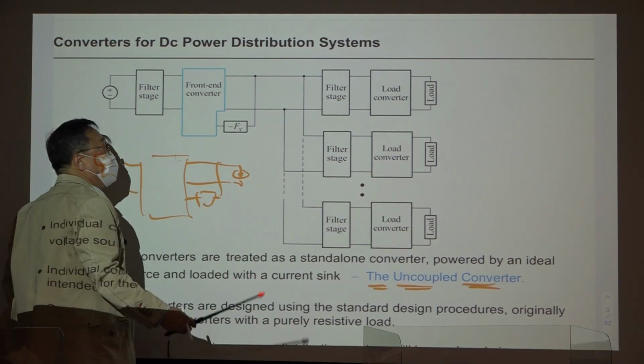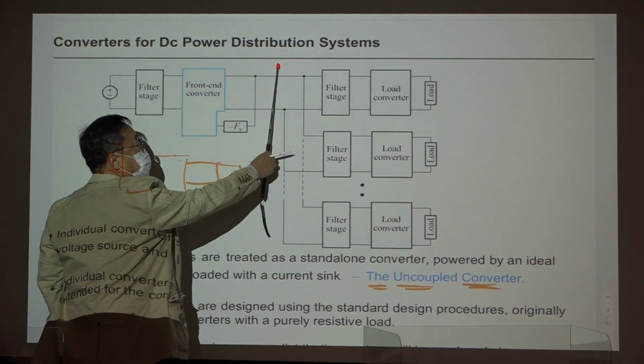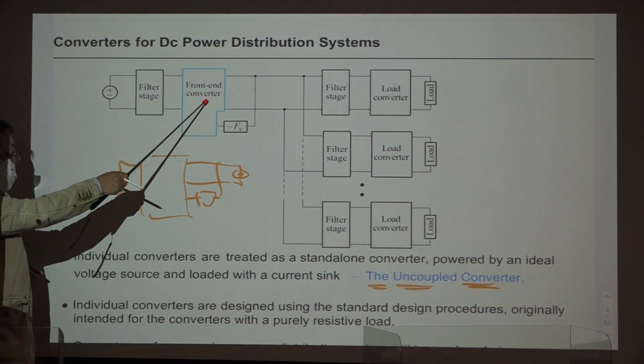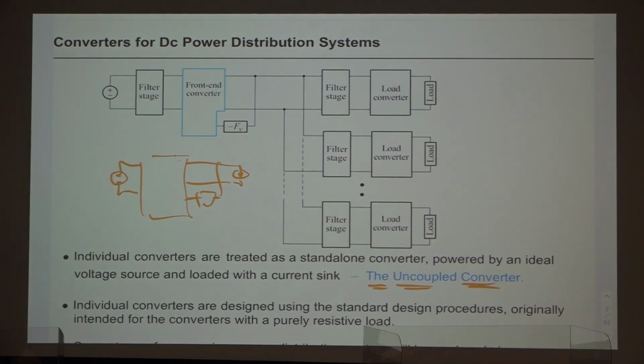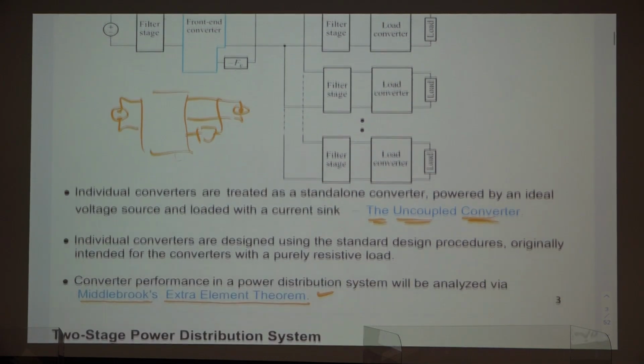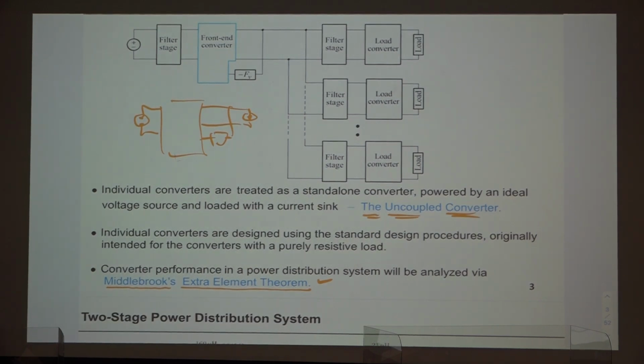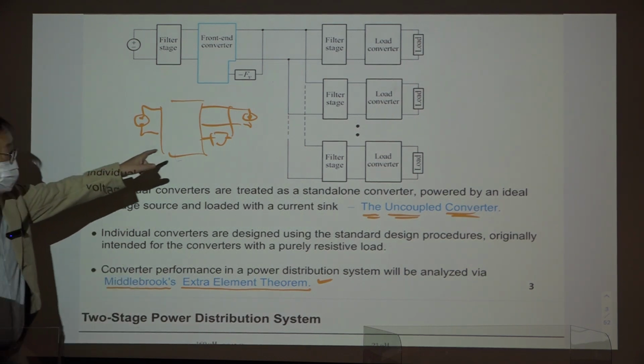To analyze the interaction at this interface, we use the load coupled converter. That topic was covered thoroughly in chapter 10, right? So the same concept, the uncoupled converter, is important. Otherwise there is no way of designing the control of each individual converter. So we adopted the concept of the uncoupled converter. And the good news is that the conventional design procedure developed for resistive load, which appears in all the standard textbooks, is still applicable to this uncoupled converter.